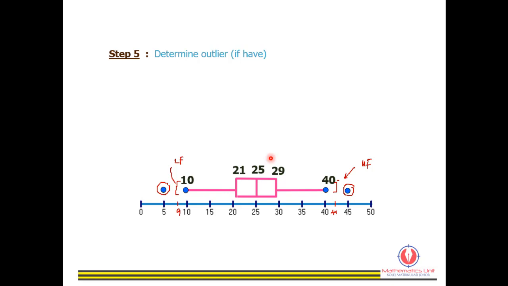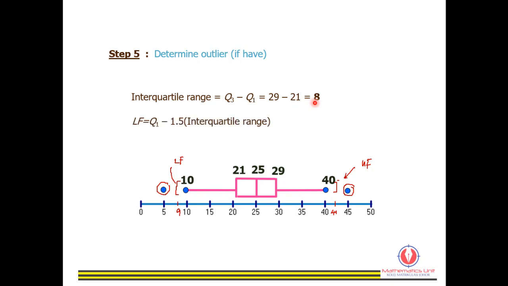And Step 5, determine the outlier, if any. Before that, we need to find the interquartile range. The interquartile range is the third quartile minus the first quartile, 29 minus 21, which is equal to 8. Next, find the lower fence. The lower fence is the first quartile minus 1.5 times the interquartile range, so 21 minus 1.5 times 8. So the lower fence is 9. The upper fence is the third quartile plus 1.5 times the interquartile range, so 29 plus 1.5 times 8. So the upper fence is 41.